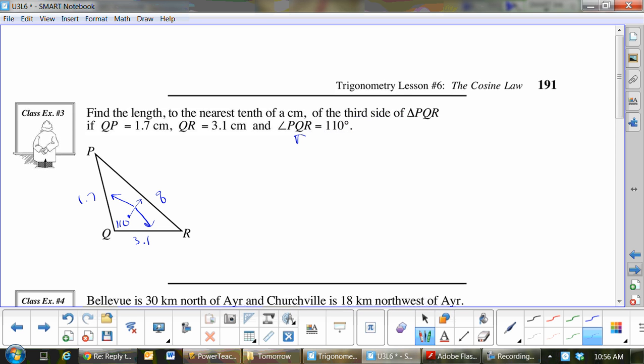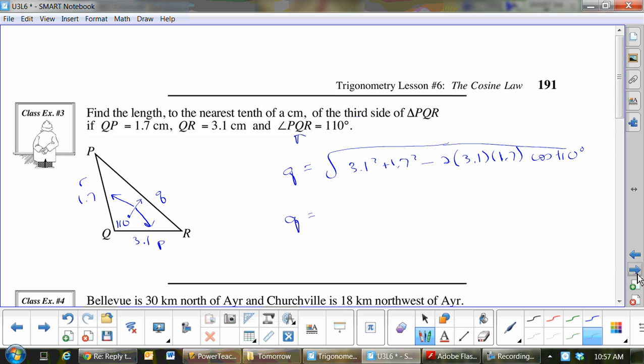I'm looking for Q. What's 3.1? P. This would be R. Now if I'm looking for Q, what would be my numbers, do you think? Okay, you want to do 3.1 squared plus 1.7 squared minus 2 times, and just put those in again. 3.1 times 1.7 times cos 110. And Q equals, okay, for some of you this is a second chance.